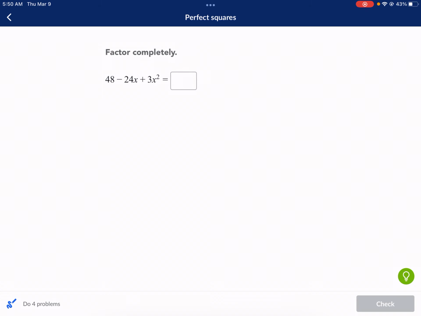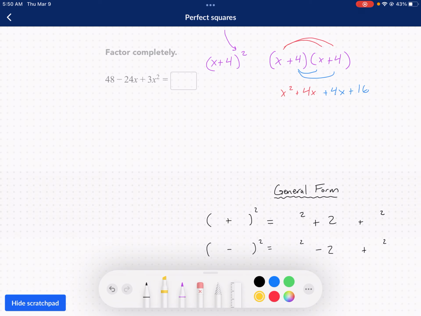So in this one, we see 48 minus 24x plus 3x squared. Ignore the stuff on the right for now, but I want to take a look at this. You're going to notice that there's a squared term right here with the x, and then x by itself, and then no x, a constant. So we know it's a trinomial. It's got those three components to it, and it's going to be factored into hopefully a perfect square. That's what this whole exercise is about.